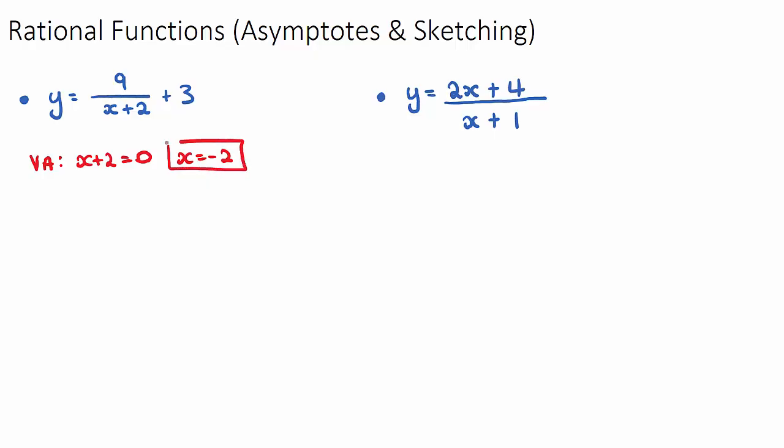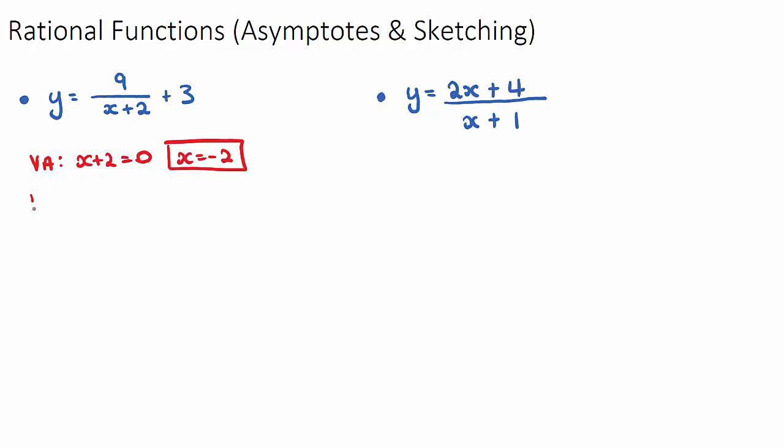And the reason why we do that is because if x is equal to negative 2, think about what y, our function, will be. Well, we will have 9 over negative 2 plus 2, and then plus 3. And negative 2 plus 2 is 0. And we know that 9 divided by 0 is undefined. We can't do that. So we're going to have an undefined answer for y, which is an asymptote. So that's why we let the denominator equal 0.